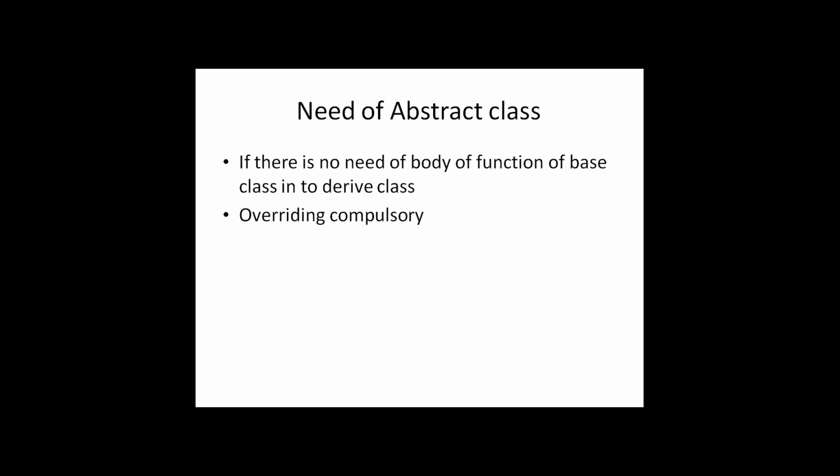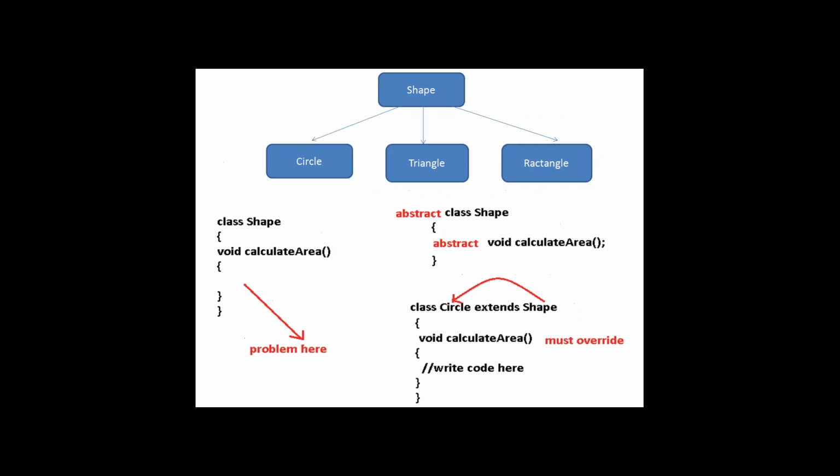Okay, see, there is a shape class, and three derived classes from the shape class: circle, triangle, rectangle. Now when we implement the shape class, there is one method, calculate area, but the problem is that we can't write any equation for finding the area of any shape, because shape is an abstract class. Shape is a class, so we can't write any equation for finding the area.